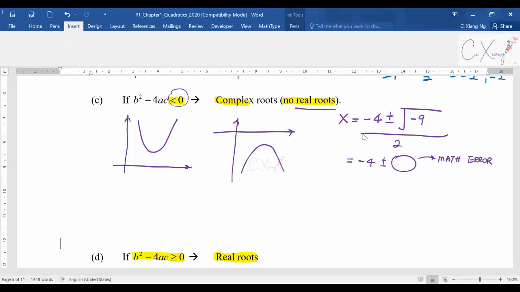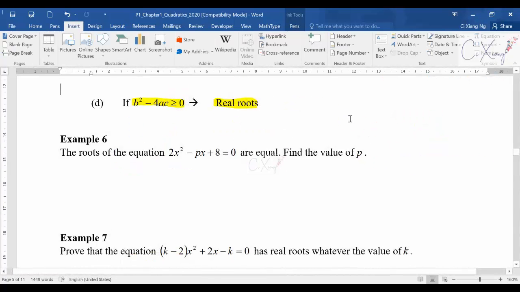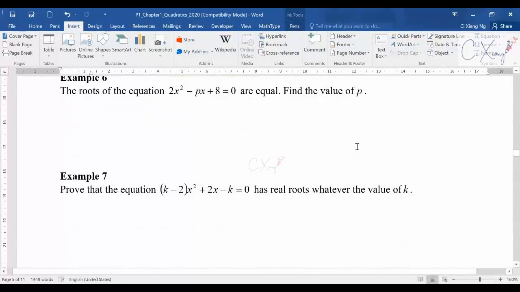Alright, so let's have a look. How are we going to answer questions related to all this? Okay, let's have a look at example 6.